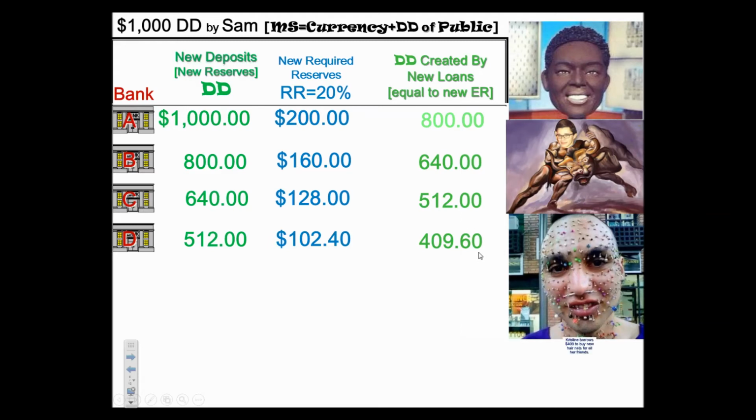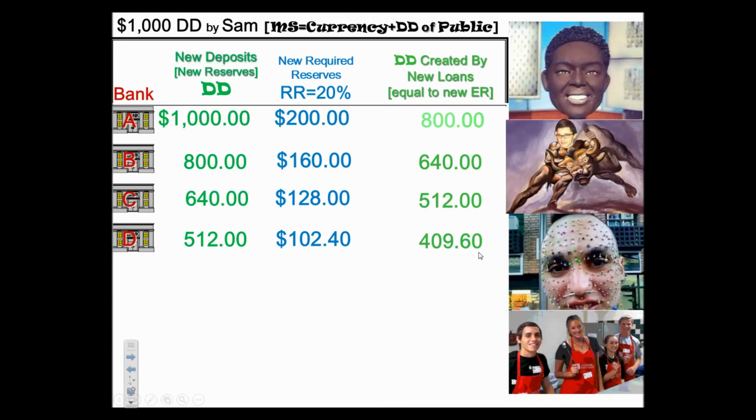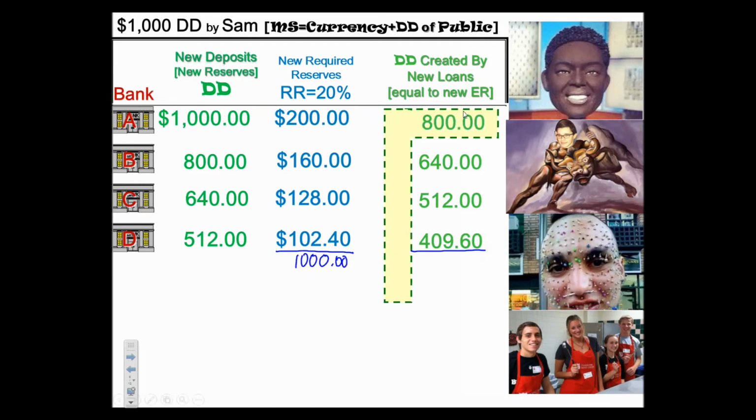We'll just stop here. Christine borrows $409 to buy new hairnets for her and her friends. And then that gets deposited and so on. It just keeps on going and going and going. Eventually, the original cash amount is going to be tied up in required reserves. This is going to add up to 1,000 eventually. The new money created is the actual loans that proceed from the initial deposit. So what we're going to end up having is the $800 of excess reserves.